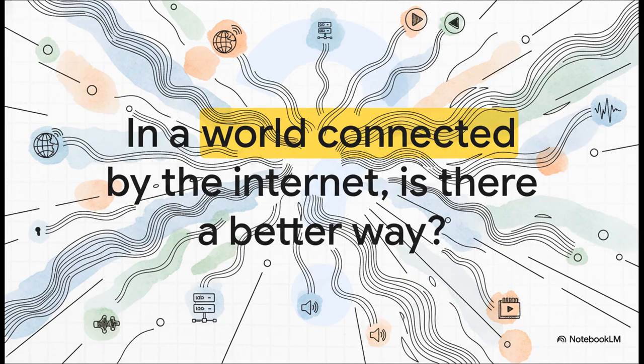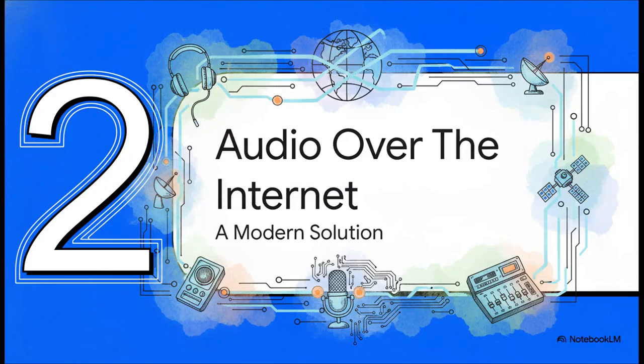So that kind of raises the obvious question, doesn't it? In a world where we can stream 4K video from halfway across the planet on our phones, is there really not a better way to make this invisible link? Well, you probably guessed it. The answer is a huge, resounding yes. And that solution is an absolute game changer. It's called Audio over IP, or AoIP.